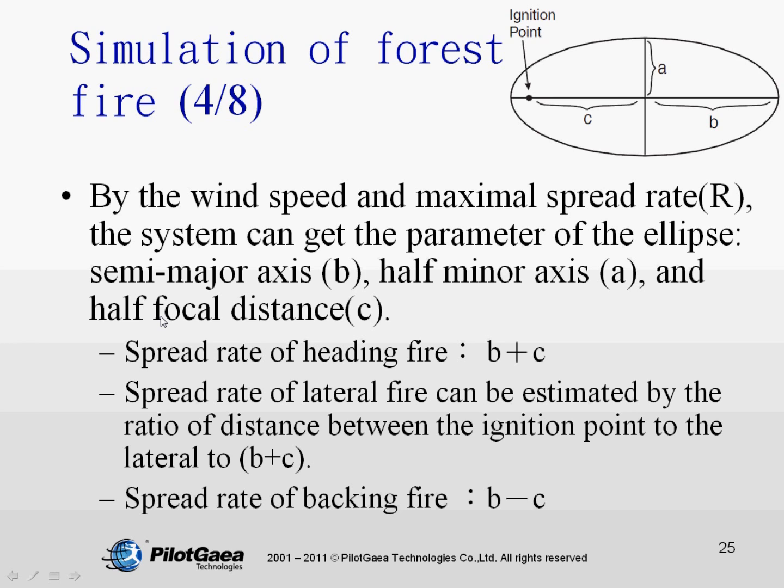The spread rate of heading fire is B plus C. The lateral spread rate of fire can be estimated by the ratio of distance between the ignition point to the lateral, and 2 B plus C. The spread rate of backing fire is B minus C.